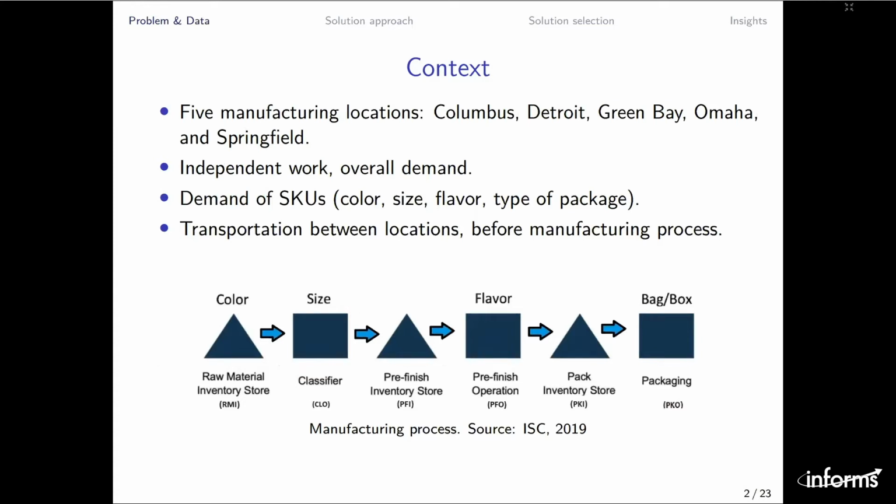Additionally, 1 month prior to production, transportation of raw material is allowed. The production process is as follows. Raw material from RMI beans is differentiated in size in the classifier, in flavor in the pre-finish operation, and in package in the packaging operation. Between processes, there are bins for storage.